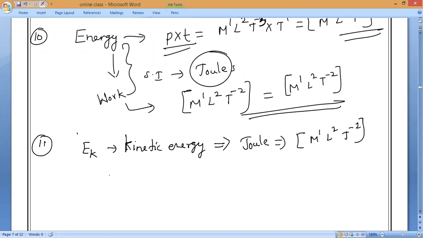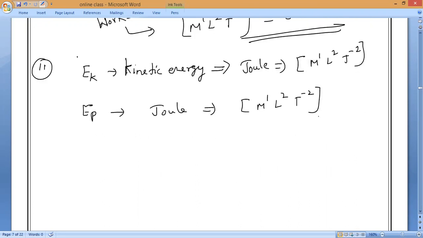I am asking potential energy. Then what are the dimensions? Again units are joule. Then again dimensions are what? M1, L power 2, T minus 2. Because any type of energy doesn't matter for us. What is the unit of energy? Joules. Then same dimensions.